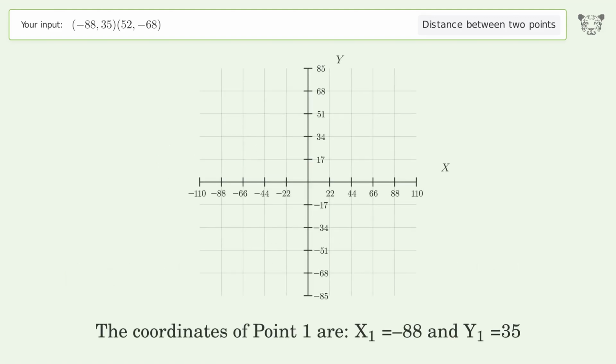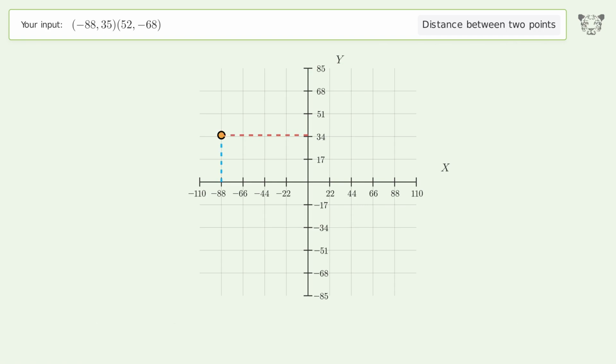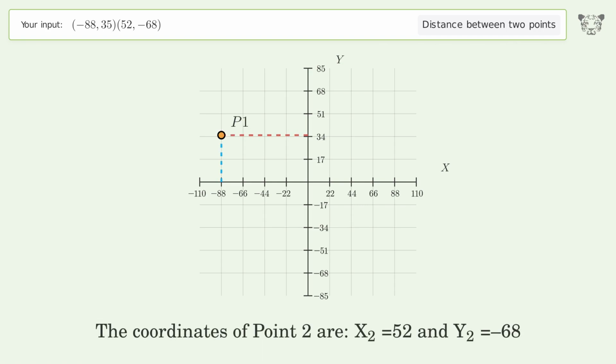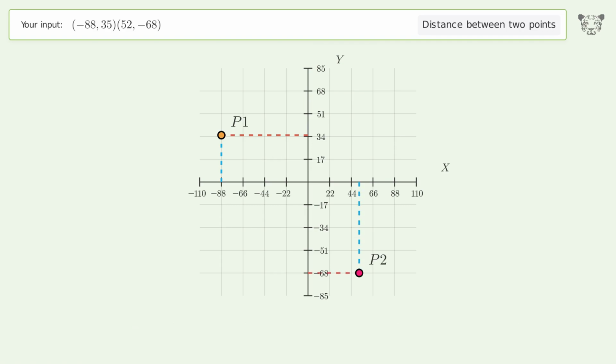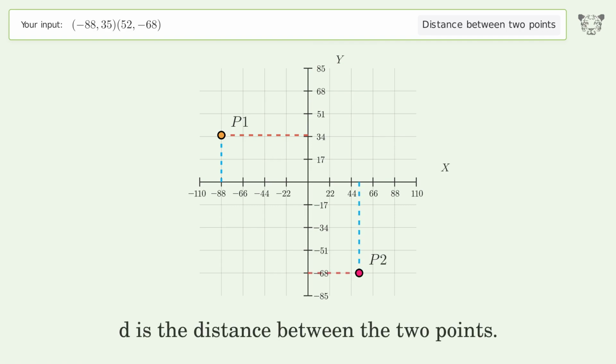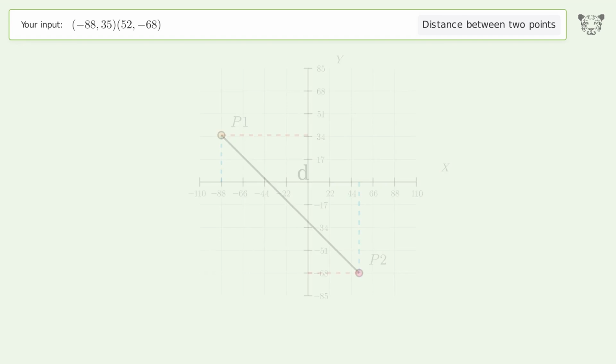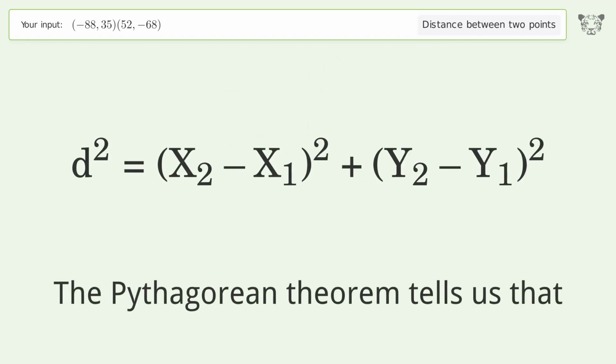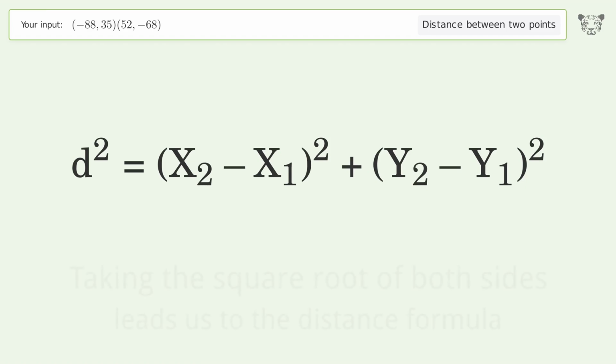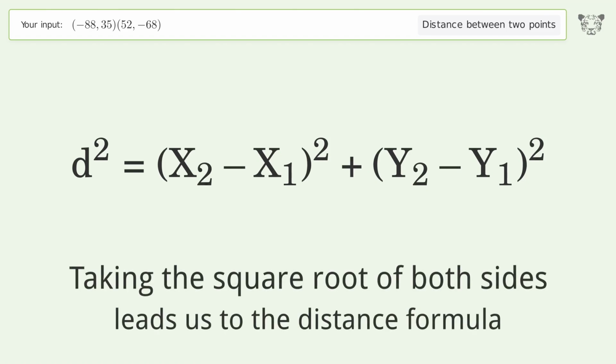The coordinates of point 1 are, x1 equals -88 and y1 equals 35. The coordinates of point 2 are, x2 equals 52 and y2 equals -68. D is the distance between the 2 points. The Pythagorean theorem tells us that taking the square root of both sides leads us to the distance formula.